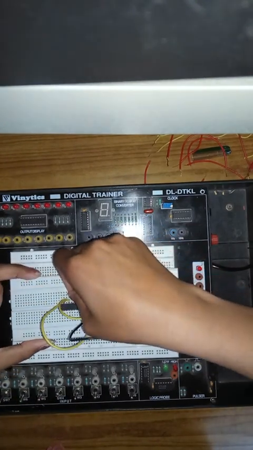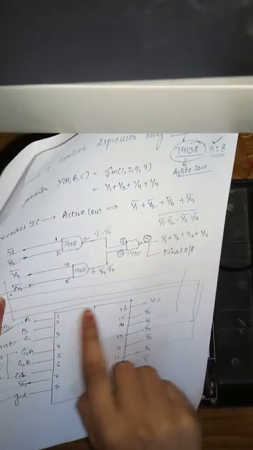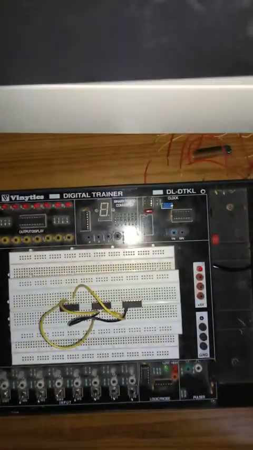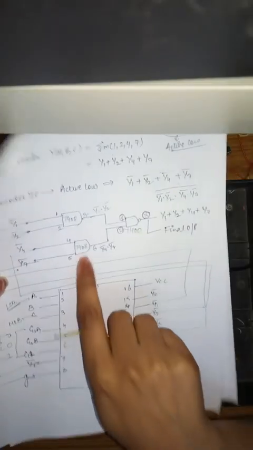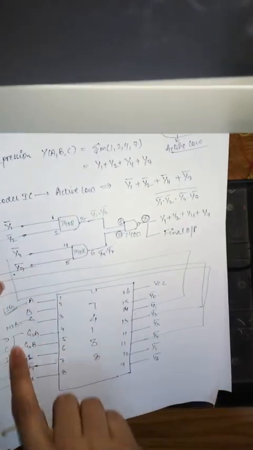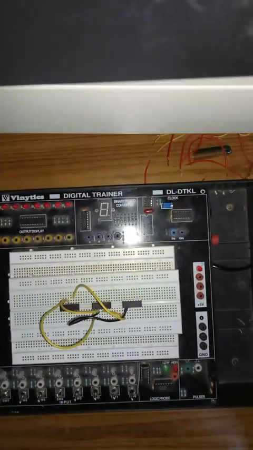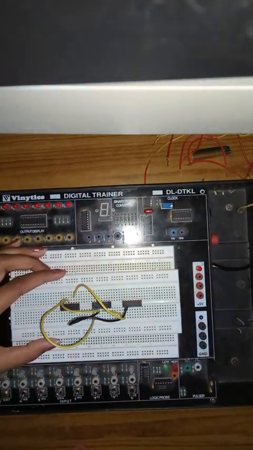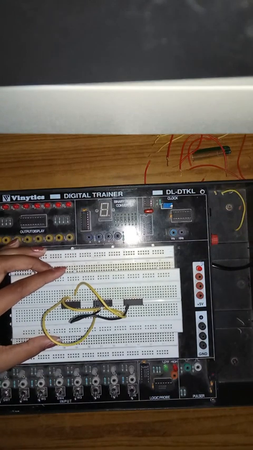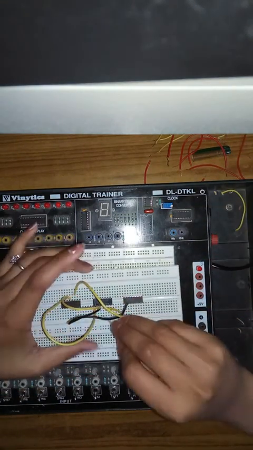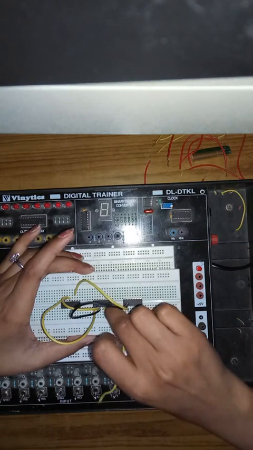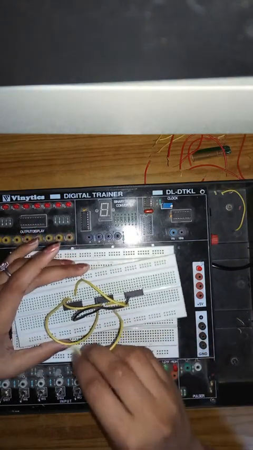Now next, the 5th pin of the AND gate, sorry, not 7th, it is the 5th pin of the AND gate, is connected to the 7th pin of the decoder IC. So the 5th pin of the AND gate is connected to the 7th pin of the decoder IC.